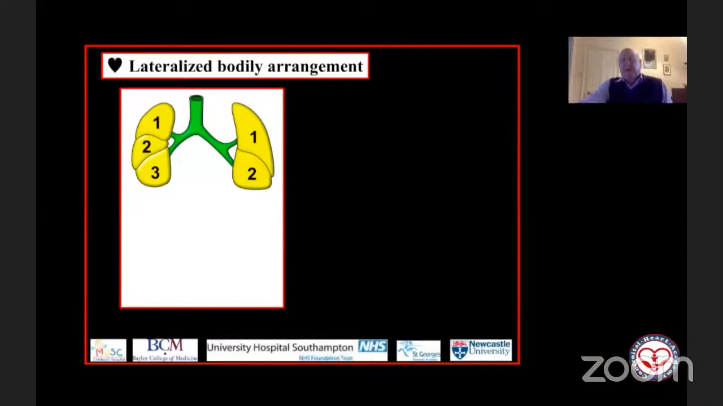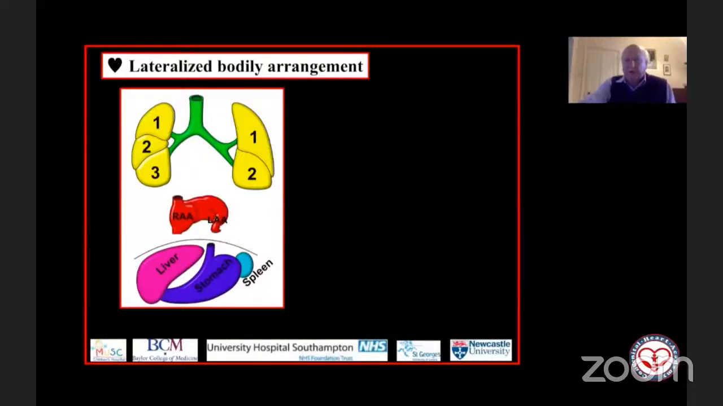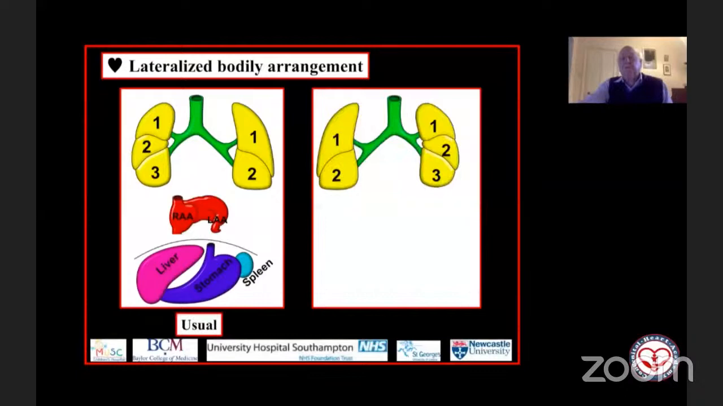When you look at the lungs and the bronchuses, we know that the right-sided lung has 3 lobes, is fed by a short bronchus. The morphologically left lung on the left side has 2 lobes, is fed by a long bronchus. And almost always that is associated with right-sided liver, left-sided stomach and spleen. Again, in this setting, almost without exception, we find usual arrangement of the atrial appendages, and in most instances, this goes with the expected veno-atrial connections, and this is the usual arrangement.